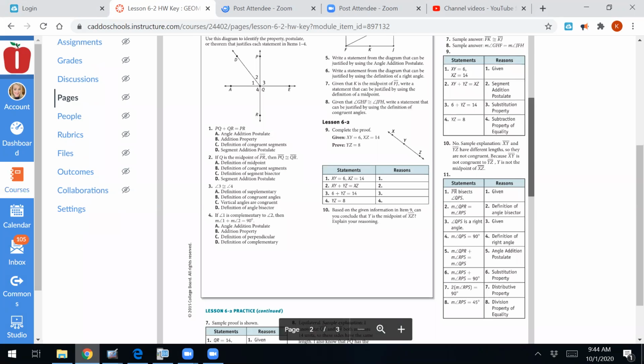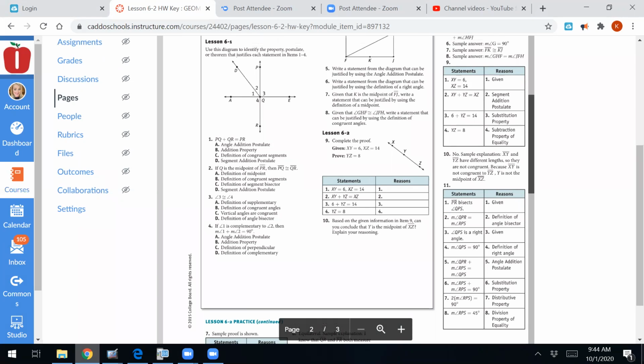So the first box was your given. The next box is your segment addition postulate. Then you have your substitution property. You're substituting in that 6. Then you have the subtraction property.